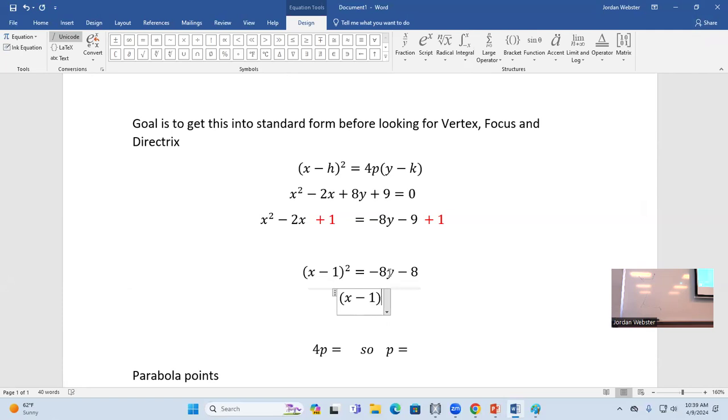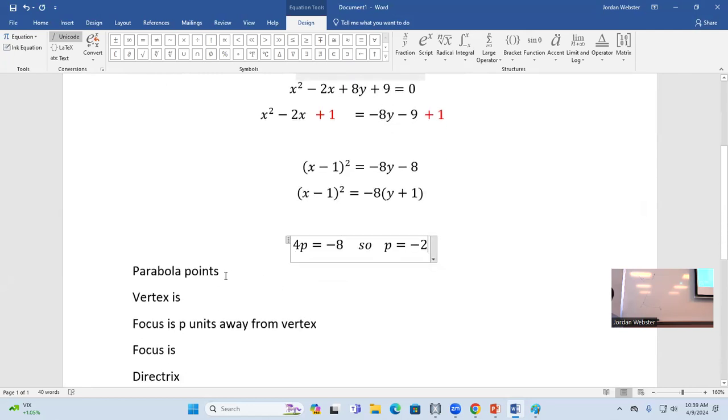We're one step away from getting this into standard form. Since I have negative 8y, I'm going to factor out a negative 8. And that gives me negative 8 times (y plus 1). Now, this also means that my 4p is negative 8. So that means p is negative 2. Since the x component is being squared, this means I'm going to be pointing down.